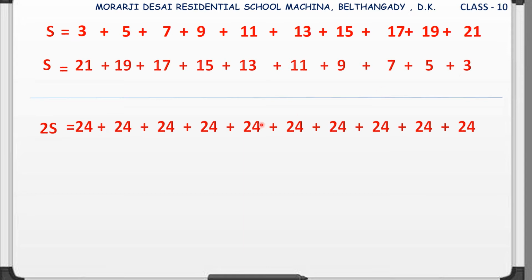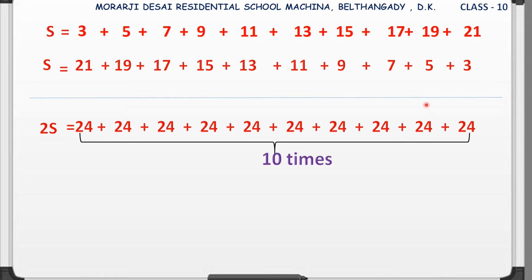24 comes how many times? 1, 2, 3, 4, 5, 6, 7, 8, 9, 10. 24 comes 10 times because there are 10 terms in the AP we have taken. So 2S is equal to 24, 24, 24, 10 times, that is equal to 24 into 10. Repeated addition can be expressed as multiplication. So 24 10 times means 24 into 10.